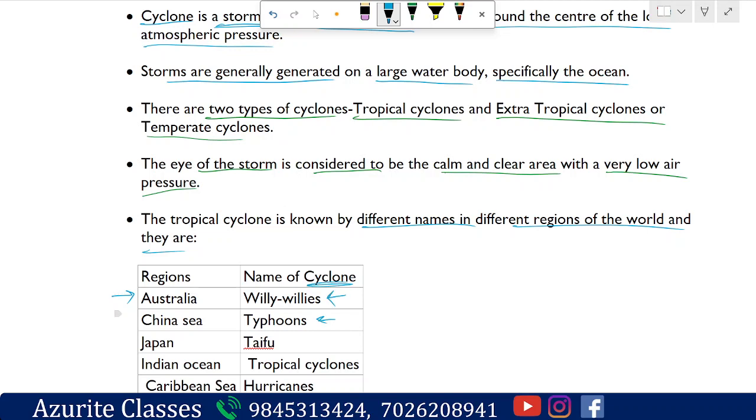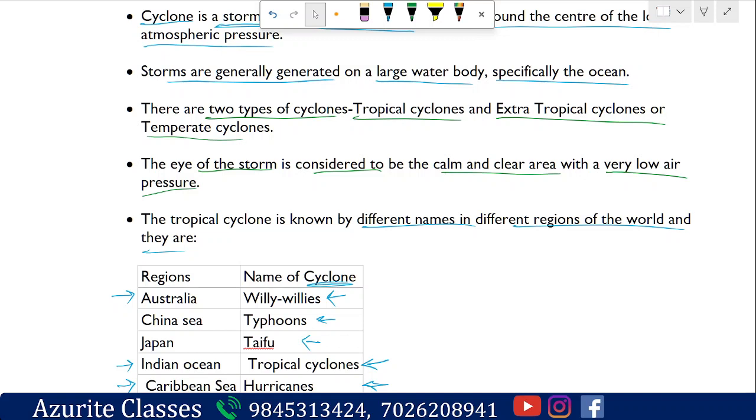Typhoons. Japan, what do they say? Typhoon. And if it generates in the Indian Ocean, what do we say? Tropical cyclone. And if it generates in the Caribbean Sea, what do they say? Hurricane. Hurricanes we say. Understand? Okay, good.